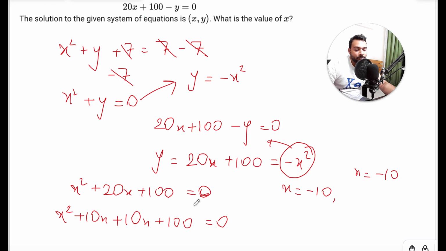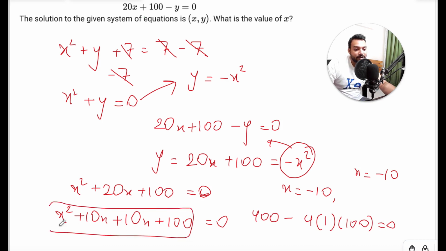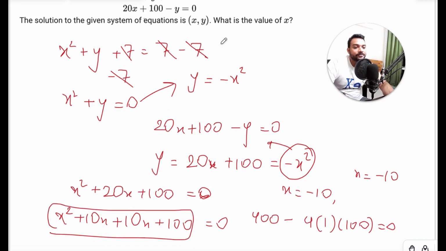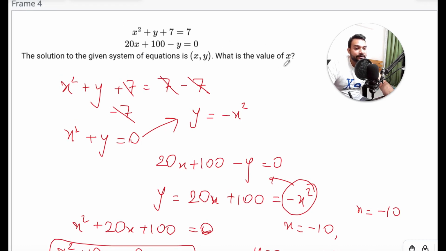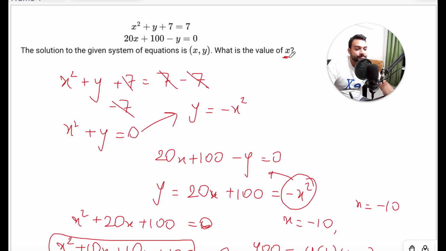So a repeated root. If you check the discriminant of this, b squared, 20 squared is 400, minus 4, a is 1, c is 100. Which I could already guess looking at this, the split. So negative 10 is the right answer for this. There's going to be a negative 10. It's a grid in question.